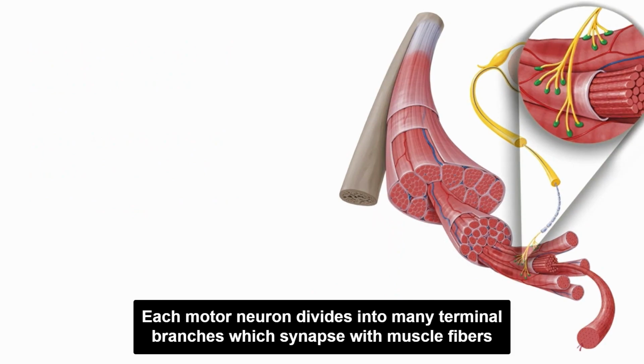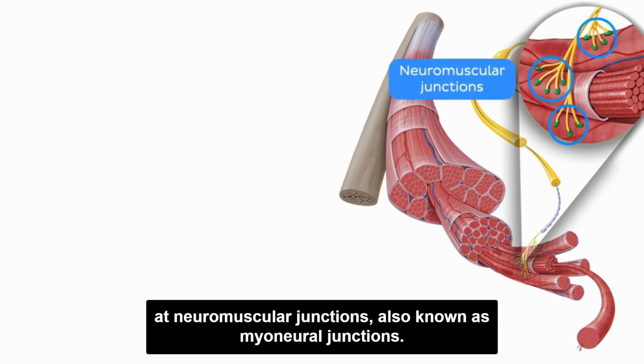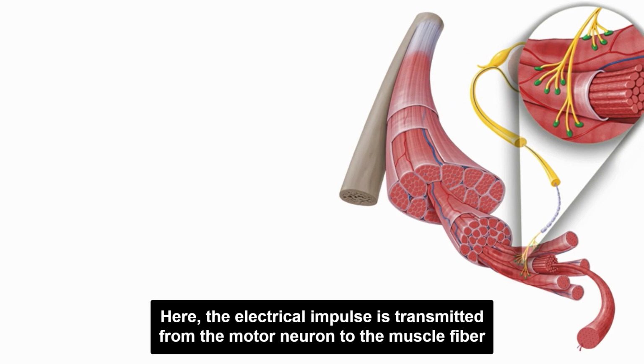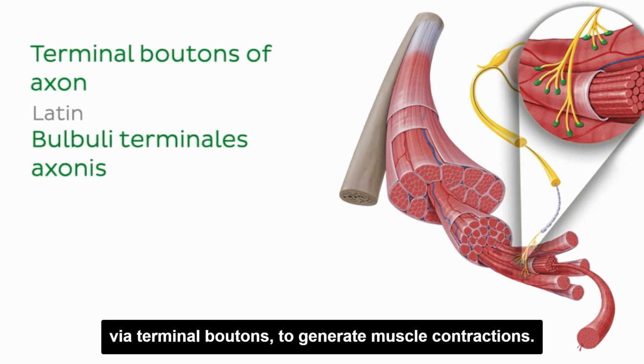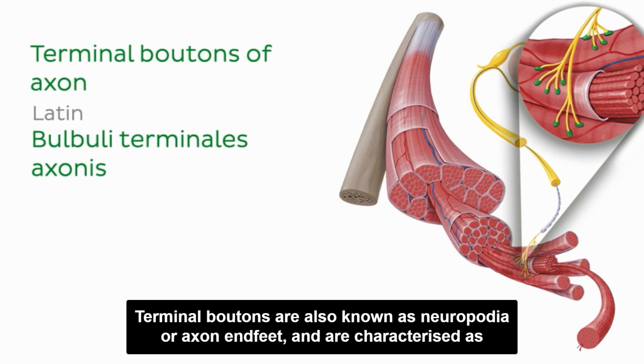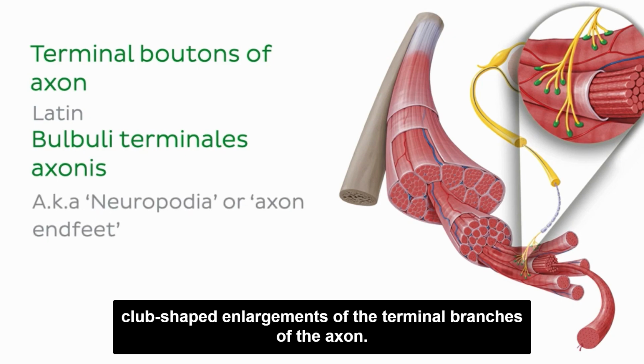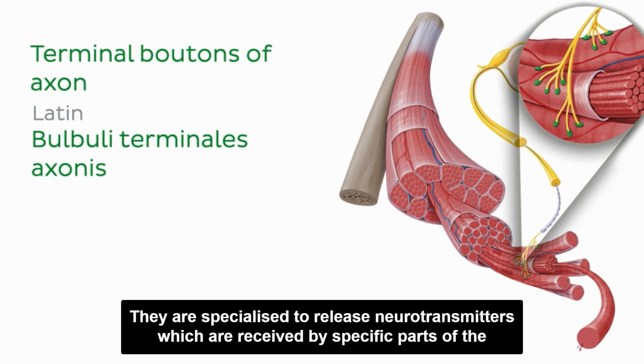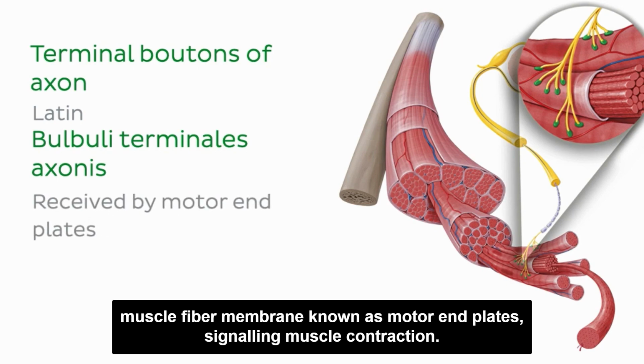Each motor neuron divides into many terminal branches, which synapse with muscle fibers at neuromuscular junctions, also known as myoneural junctions. Here, the electrical impulse is transmitted from the motor neuron to the muscle fiber via terminal boutons to generate muscle contractions. Terminal boutons are also known as neuropodia or axon end feet and are characterized as club-shaped enlargements of the terminal branches of the axon. They are specialized to release neurotransmitters, which are received by specific parts of the muscle fiber membrane known as motor end plates, signaling muscle contraction.